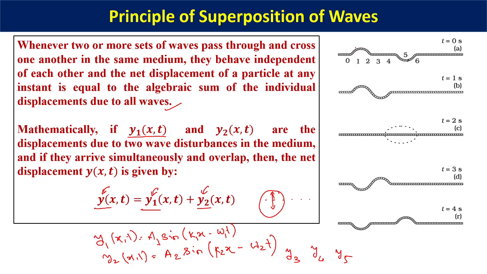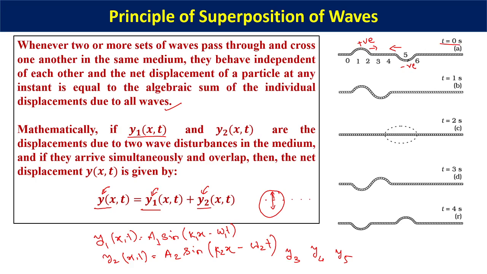Suppose you have two pulses. This is one positive pulse, and let me say this to be a negative pulse. They are approaching each other, and they will meet somewhere in this particular location. At different instances of time we show the behavior of the wave.